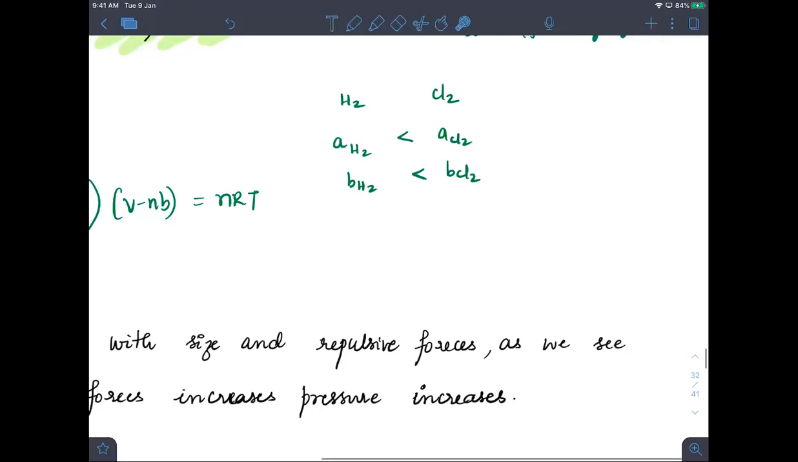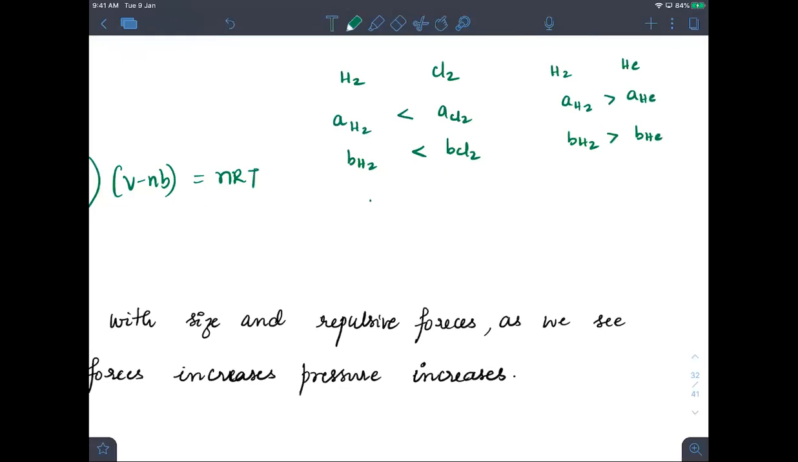Similarly, if you check H2 and helium, the A value of H2 is slightly more than that of helium, and the B value of H2 will definitely be more than that of helium because helium is in atomic form and this is in molecular form. So its size would be bigger than helium. So A value and B value of hydrogen would be more here.